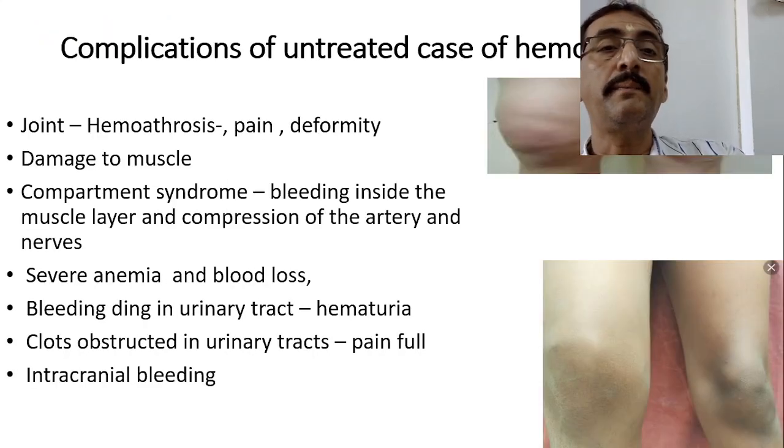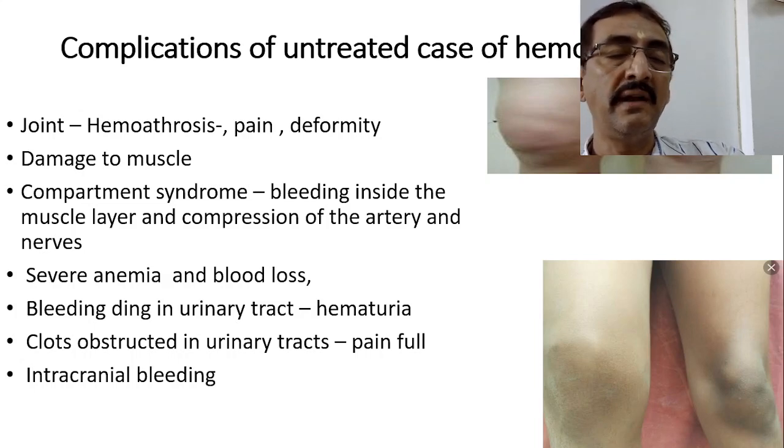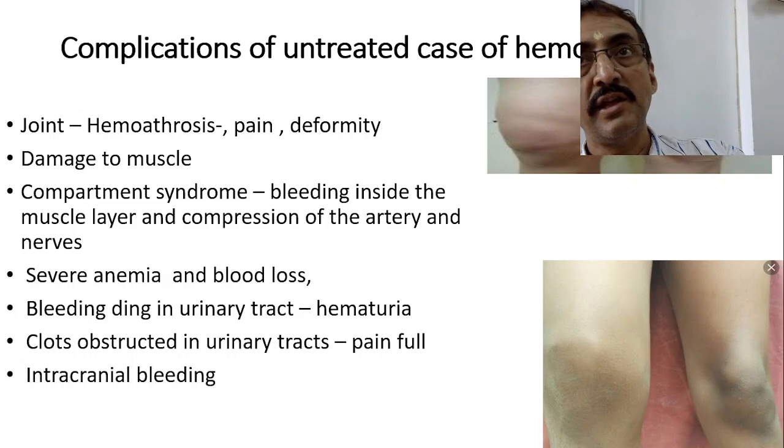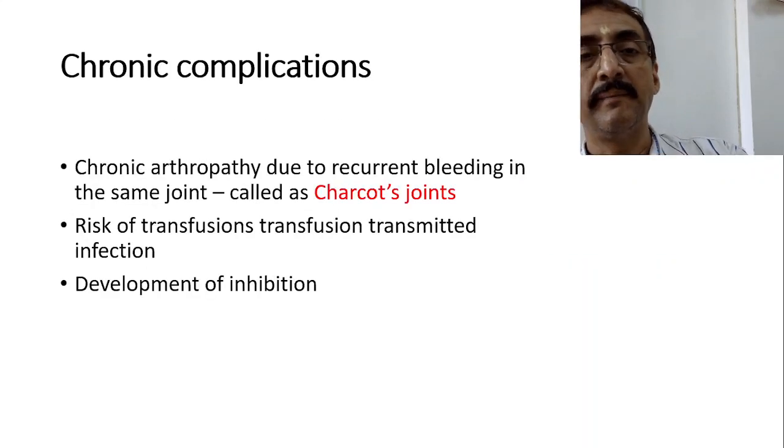Next we discuss the complications of an untreated case of hemophilia. If hemophilia is not treated, what can happen? In the joint there may be hemarthrosis, pain and deformity. There may be damage to the muscle. Then compartment syndrome, that is bleeding inside the muscle layer and compression of the arteries and nerves. Then severe anemia and blood loss. Then bleeding from the urinary tract leading to hematuria. Then clots obstructing the urinary tract leading to painful micturition, and most dangerously, intracranial bleeding.